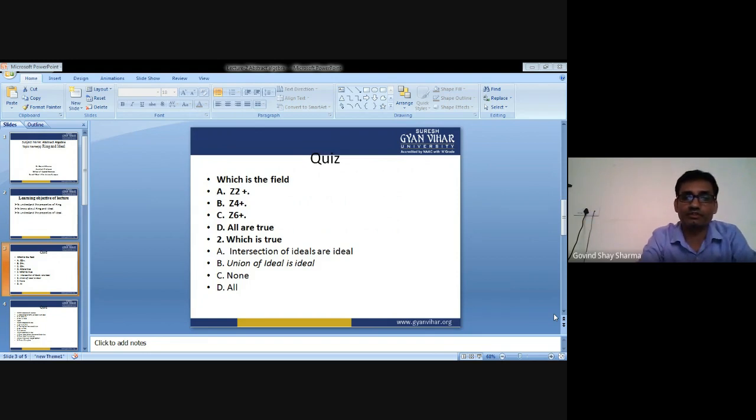Which is true? Intersection of ideals is an ideal, or union of ideals is an ideal, or not all. So the first is the right answer. Intersection of ideals is always an ideal.